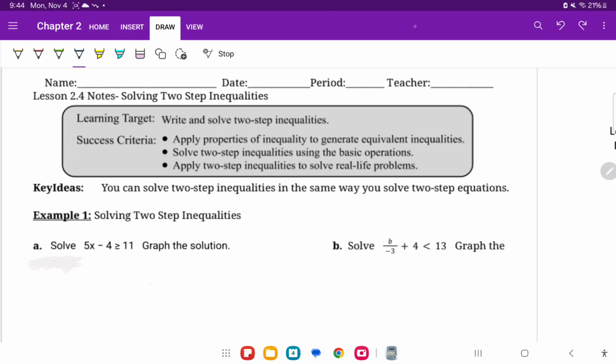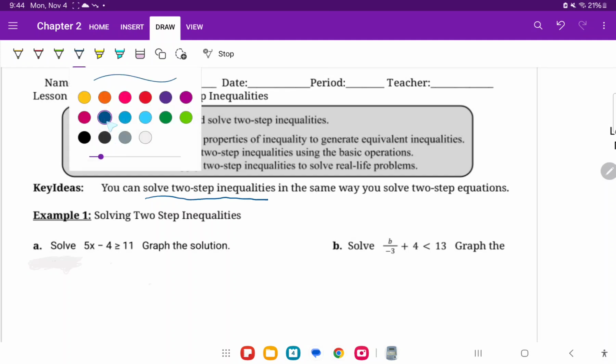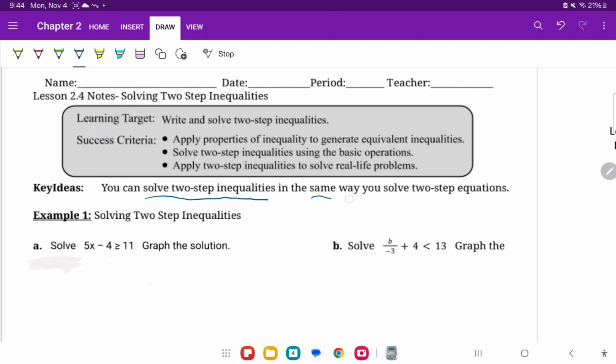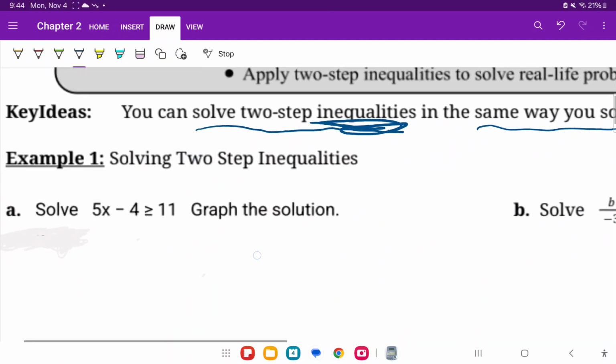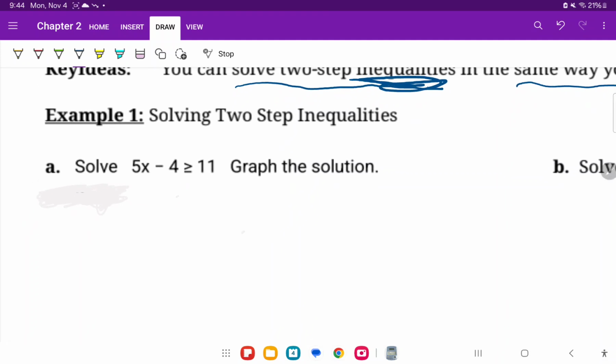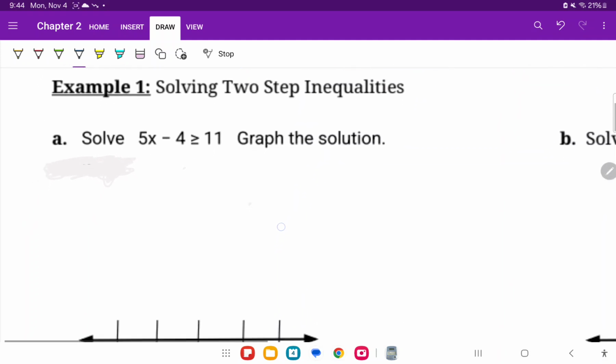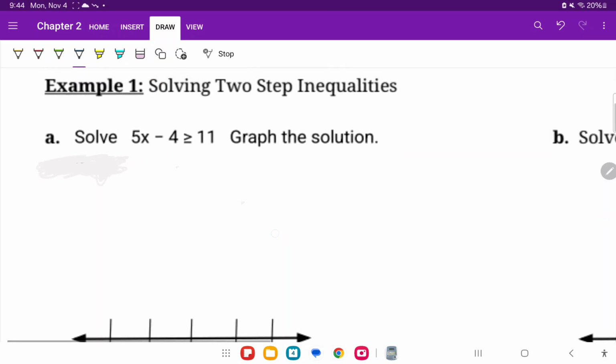So let's look at this first statement right here. You can solve two-step inequalities in the same way you solve two-step equations. So all the information we've done on the board still applies to all of this right here. All right, so we have our 5x minus 4 is greater than or equal to 11. So we're going to graph the solution.